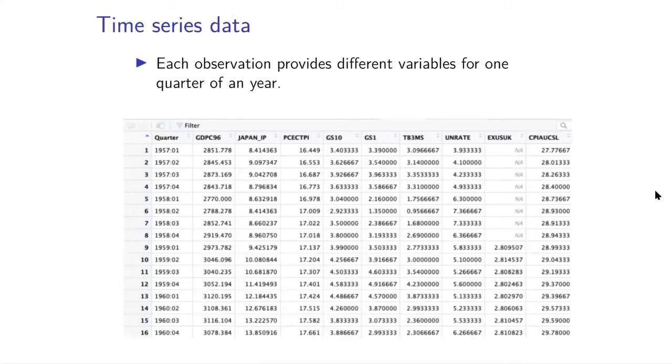Time series data features the evolution of different variables over time. The variables are always arranged from the earliest in time to the latest in time. For each time stamp, there is only one observation for each variable. In this example, we have the data of different economic indicators on a quarterly basis from 1957 and onward.